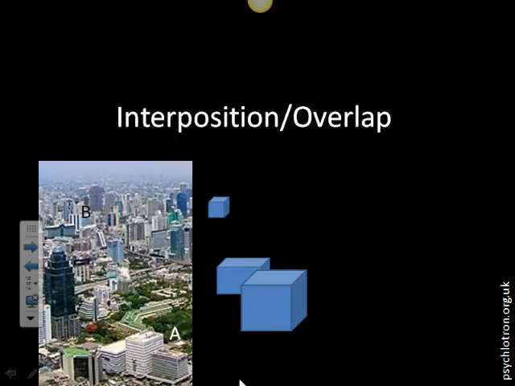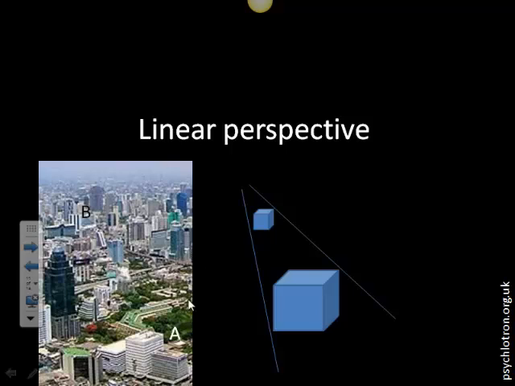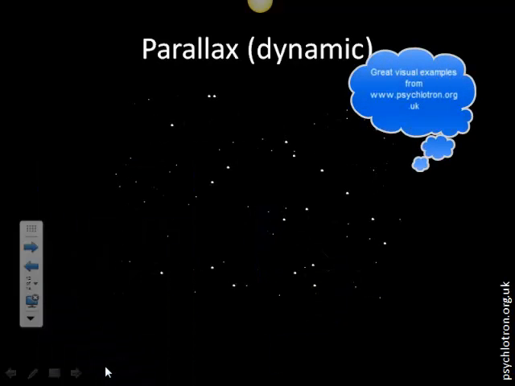Interposition or overlap: when one object partially blocks the view of another, we perceive that blocking object to be nearer. So if building A blocks another building, which blocks something else, which may block other buildings that we perceive in the distance, certainly those objects are perceived to be farther away. And linear perspective: assumed parallel lines, as they converge, are perceived to be more distant. Not as obvious in this picture, but we can certainly recreate it.